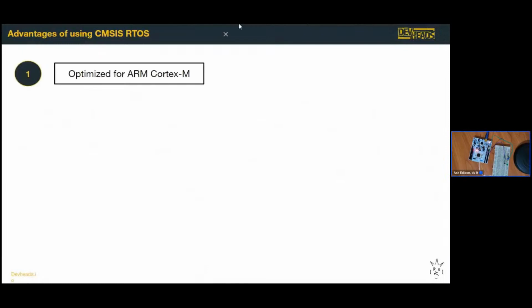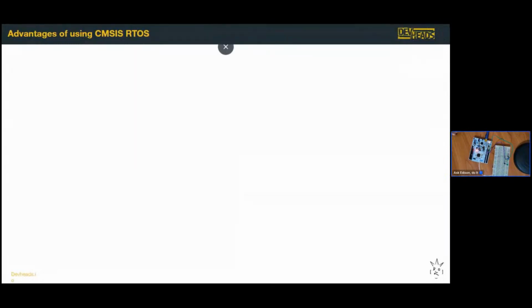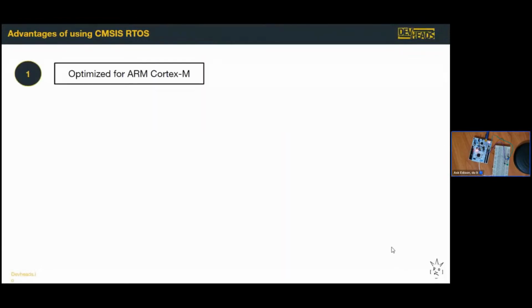So, advantages of using CMSIS-RTOS. One is that it is optimized for ARM Cortex-M architecture. The CMSIS-RTOS is optimized specifically for ARM Cortex processors, and this leads to better performance and more efficient use of system resources compared to other generic RTOSs.